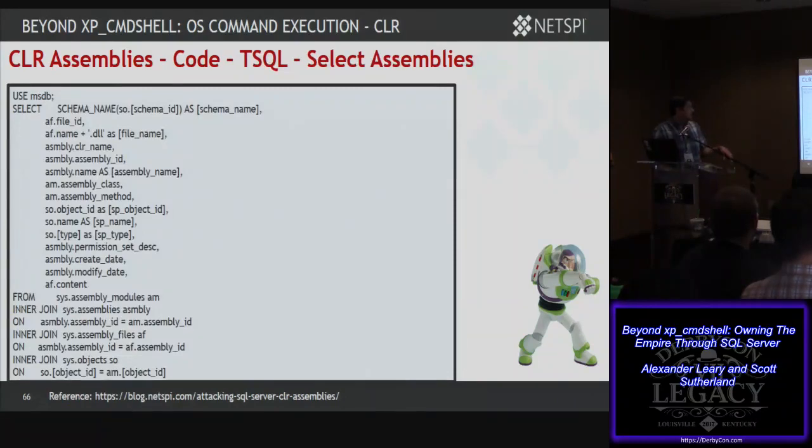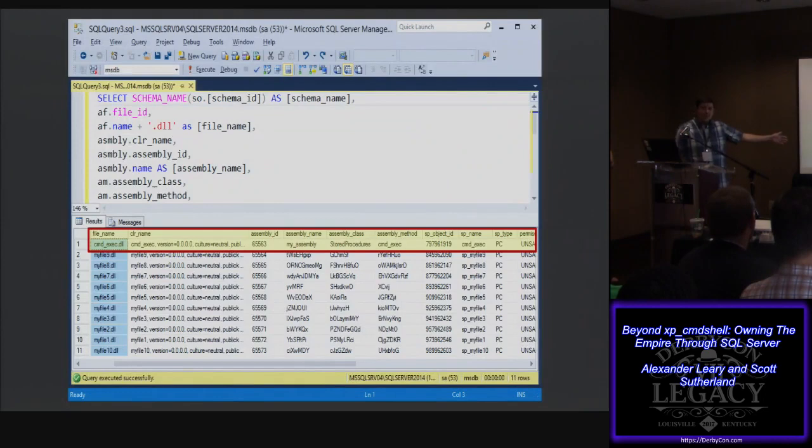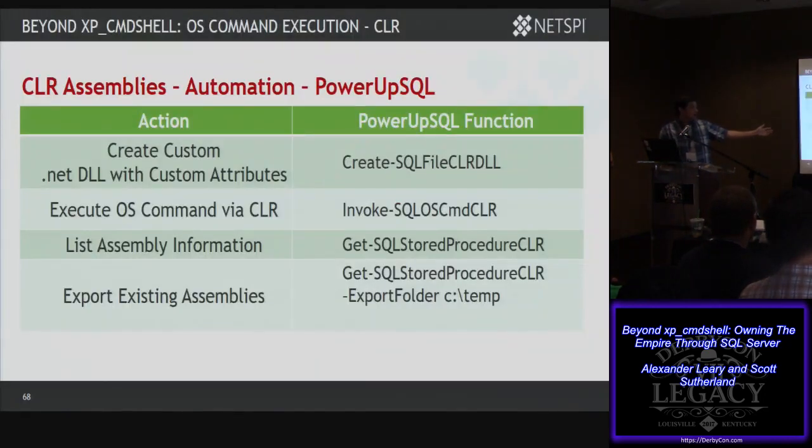Another interesting thing we saw during pen tests is we tend to just select and see what custom assemblies are already there, made by developers. We're finding encrypted keys to decrypt data. We're finding passwords to other services that we can pivot through. So we created this set of functions in PowerUpSQL.